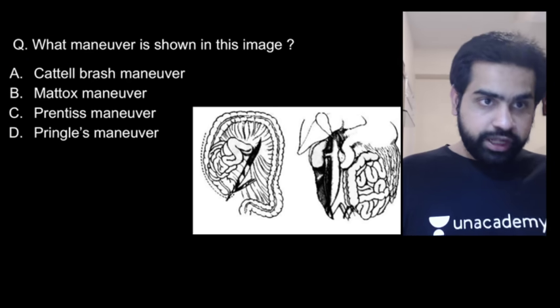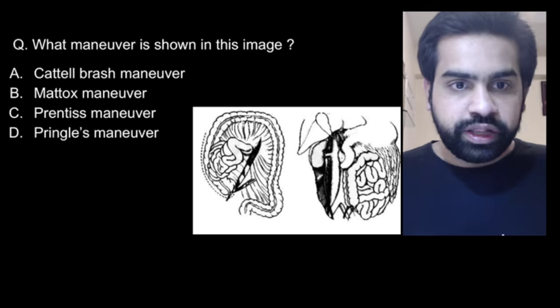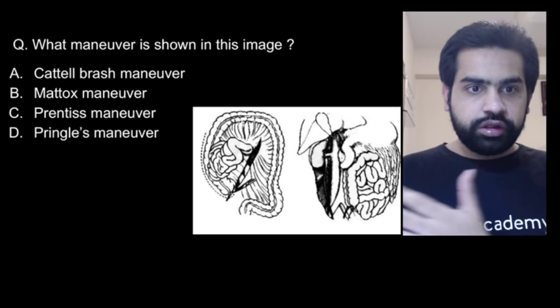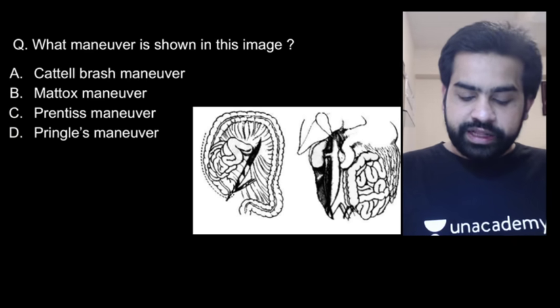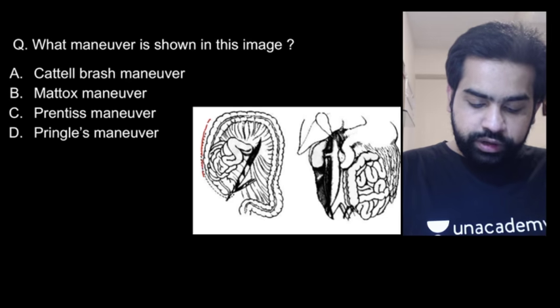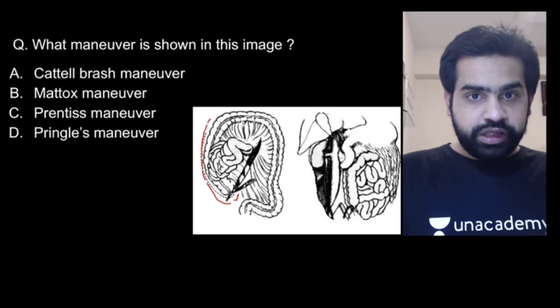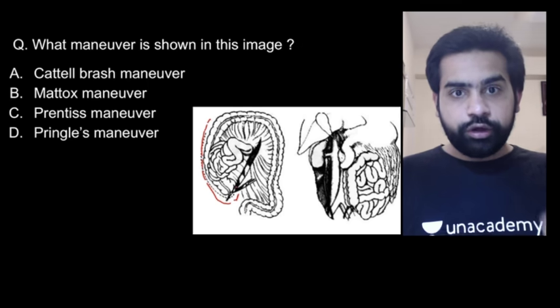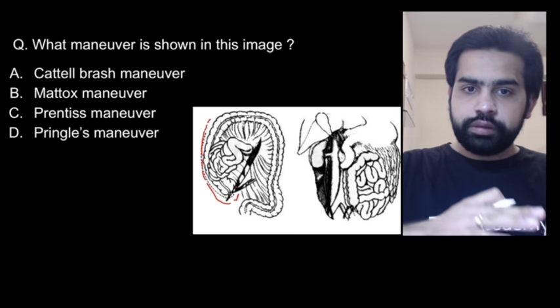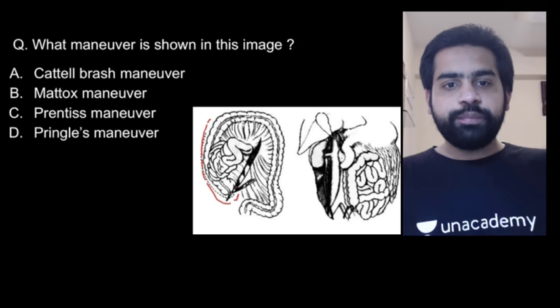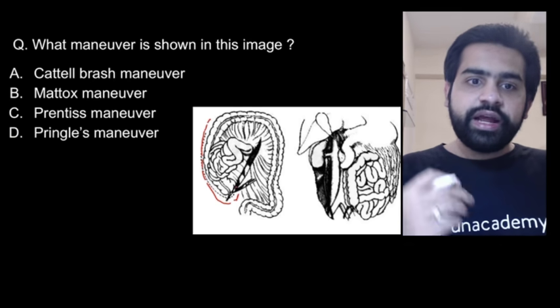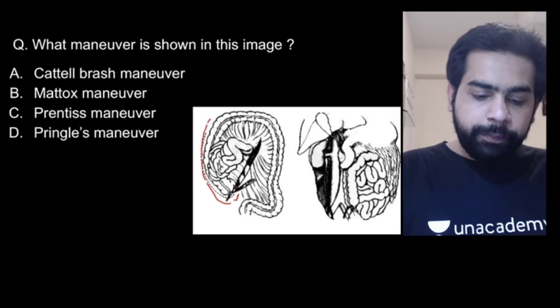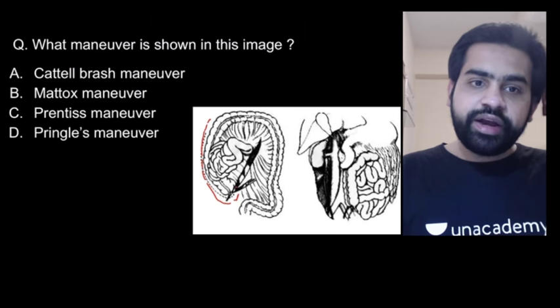Now let us move on to the next question. Which maneuver has been shown in this particular figure? What is shown in this image is that they are basically making an incision on the white line of Toldt, which is along your ascending colon, and then they are lifting this particular viscera and rotating it medially. Now, first of all, why are they doing this? Because they want to gain access to the retroperitoneum.